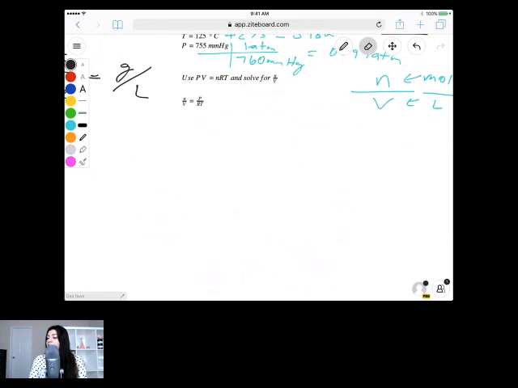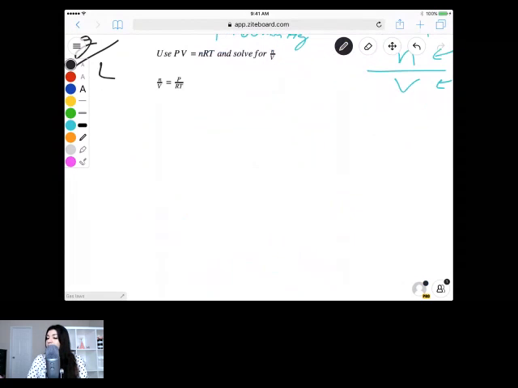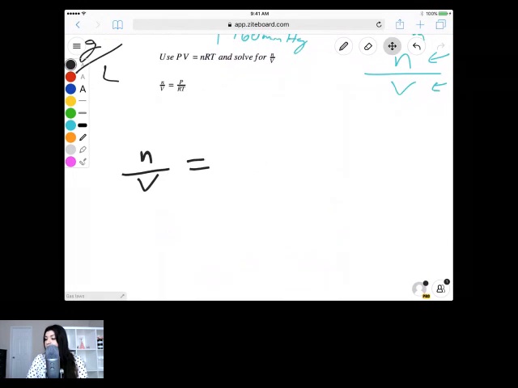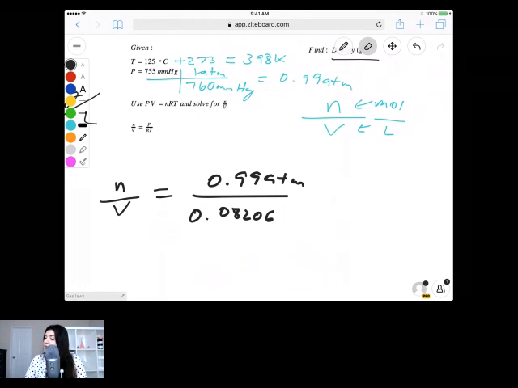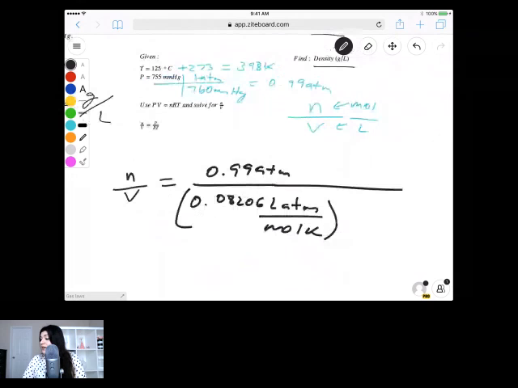Now that all of our units are correct, let's plug that in. So n divided by V is equal to our pressure, which is 0.99 atmospheres, divided by our R, 0.08206. And let's put our unit. So liters, atmospheres, moles, Kelvin. And then our temperature is the 398 Kelvin. You'll note that all of your units pretty much cancel.